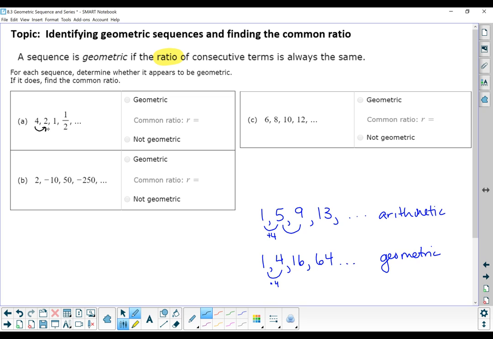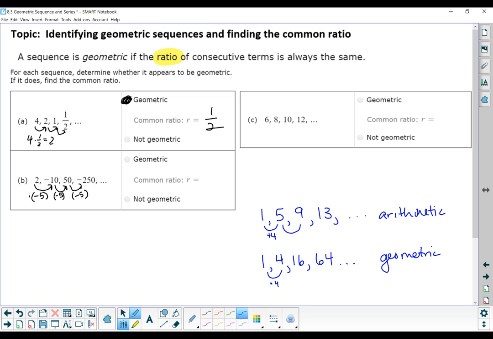So if I want to get a 2, 4 times 1/2 is 2. And I just want to check and see if that same ratio works again. 2 times 1/2 is 1. 1 times 1/2 is 1/2. So this is a geometric sequence, and that common ratio is 1/2. So the number that you multiply can be a fraction. The next sequence here goes from 2 to -10. Well, if I'm thinking about multiplication, that's timesing by -5. And it looks like that works each time if I multiply by -5, I get that next term.